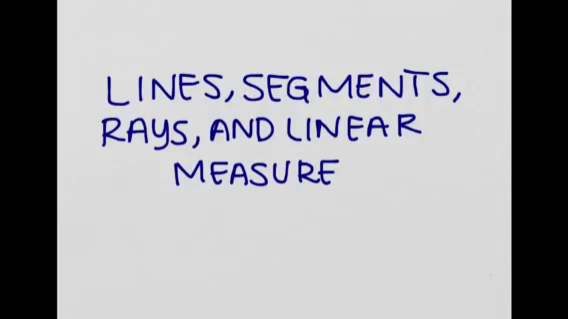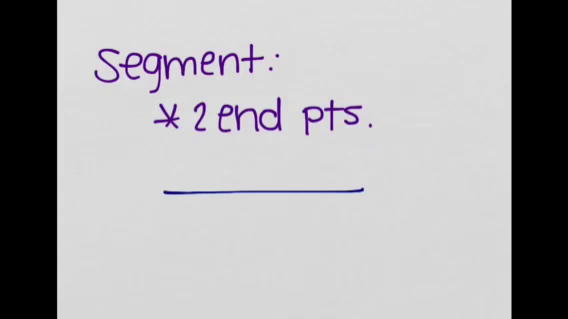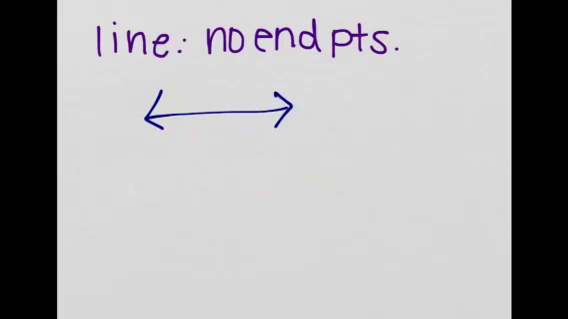Hi, today we'll be talking about lines, segments, rays, and we'll also talk about linear measure. Let's get started. So a segment has two endpoints. As you can see, these are its two endpoints. It does not continue. So a segment has two endpoints.